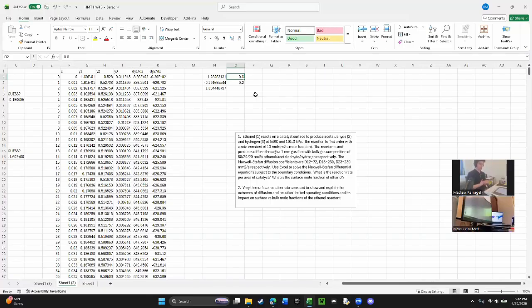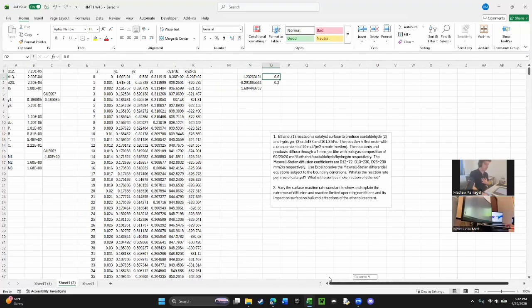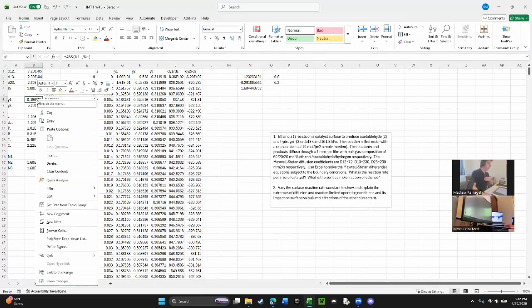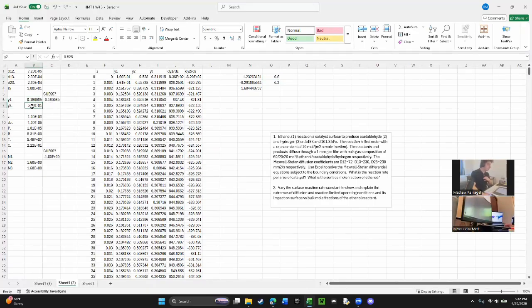So we need to do a summation squared and use Excel Solver to see if we can get a value that would allow us to determine what Y1 and Y2 should be for the final mole fractions to be 0.6 and 0.2, right? So let's see here.